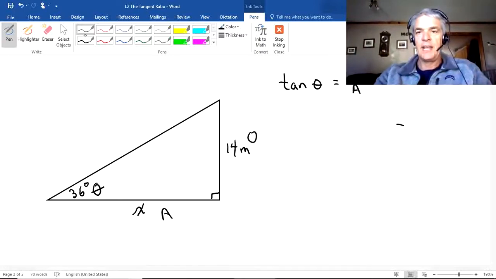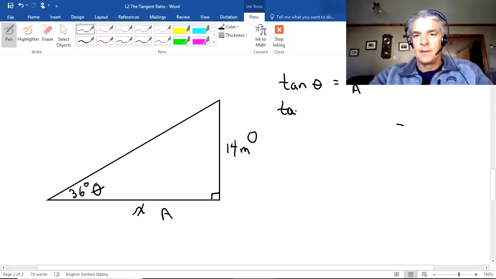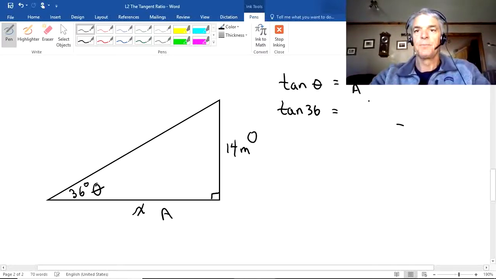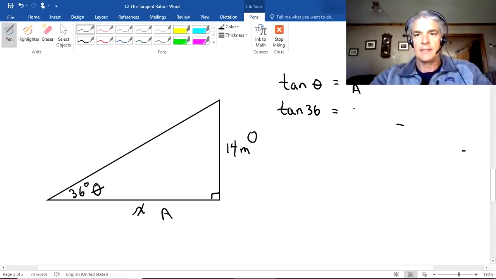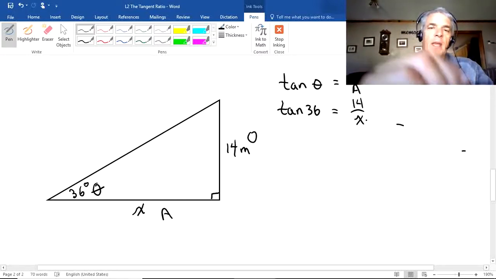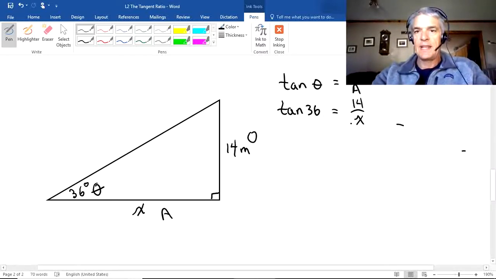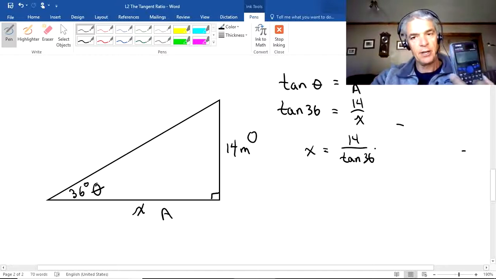Okay, substituting in, I'm going to get tan 36 equals 14 over x. Opposite over adjacent, okay? And in this particular case, again, I can switch. I can just do the traderoos, okay? So I can say x equals 14 over tan 36. Now, if you have a scientific calculator, you're in good shape.